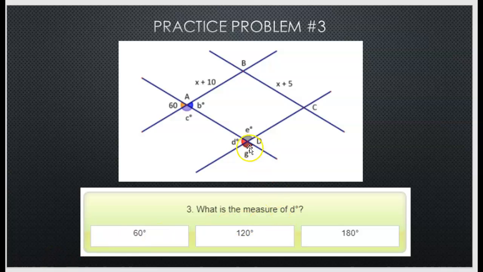All right, now they want to know what is the measure of angle D. Well, what we just calculated on the last slide is that angle E was 120 degrees, and angles D and E are a linear pair. Therefore, they are supplementary. They add up to be 180 degrees. You could also look at it this way. The 60 that we started with right here, in the very first problem, is a corresponding angle to angle D. And corresponding angles are congruent. Therefore, angle D must be 60 degrees.